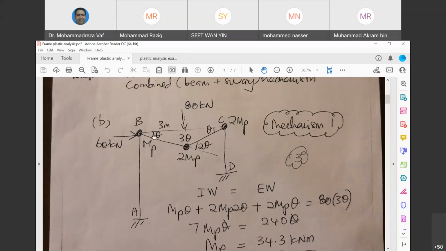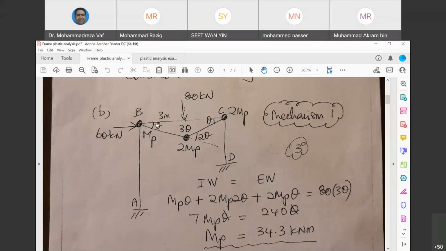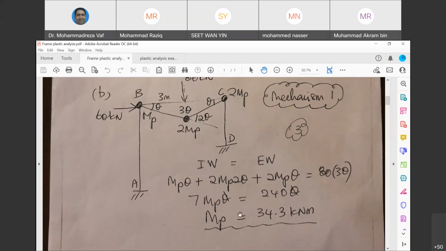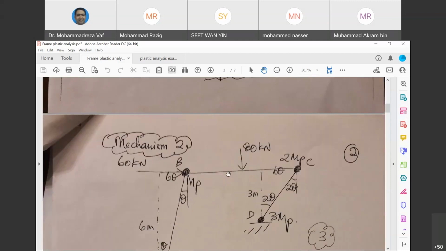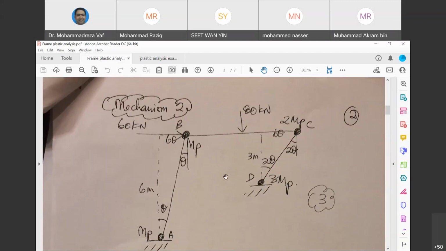And then we calculate the internal work. So internal work is always MP multiplied by theta, 2 MP multiplied by 2 theta, and 2 MP multiplied by theta. And external work is 80 multiplied by 3 theta. Don't forget that this 60 kilonewton doesn't do any work because there is no movement inside our frame when it comes to the beam mechanism. So from this calculation, you get MP equals 34.3. So this was for the beam mechanism. Now let's go and calculate the sway mechanism. Okay.